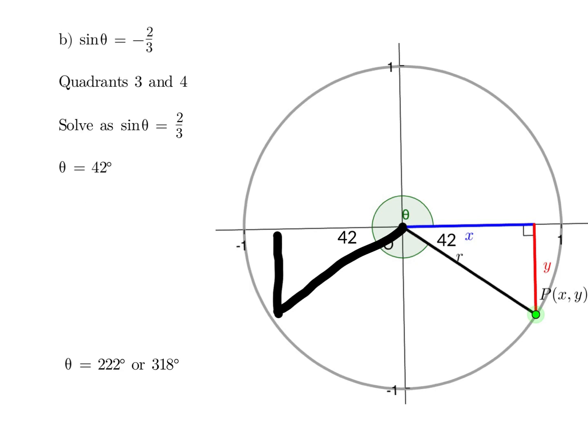So when we solve for sine theta equals minus 2/3, we pick the correct quadrants. So that's quadrants 3 and 4 where sine is negative. We solve sine theta equals 2/3, so we solve it as a positive. And shift sine of 2/3 or sine minus 1 of 2/3 is 42 degrees to the nearest degree. Put it into our two triangles, and calculate the angular distance from the positive x-axis. So the first one is 180 plus the 42, which is 222 degrees. And the second one is 360 minus 42 degrees, which is 318 degrees.